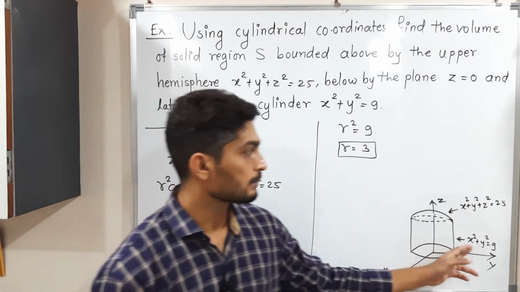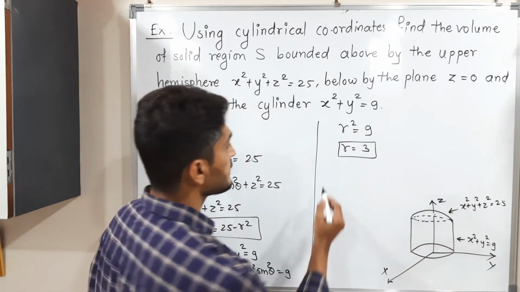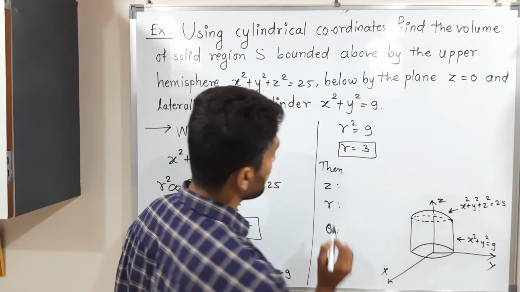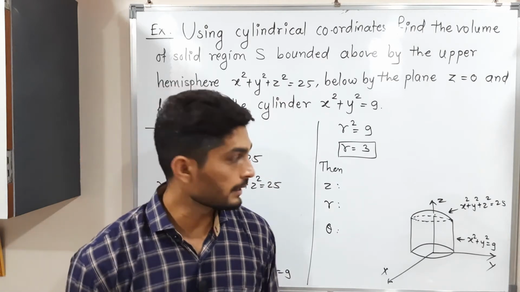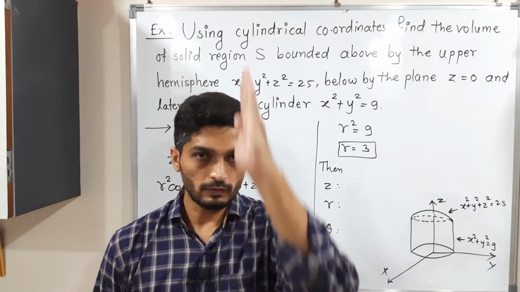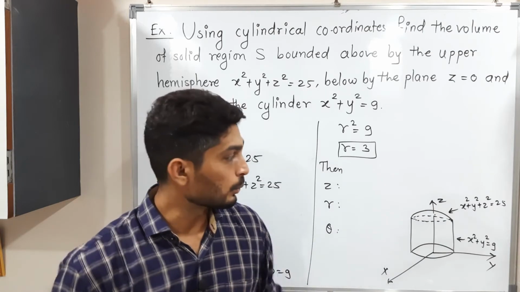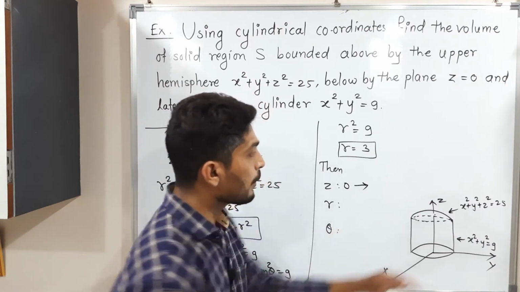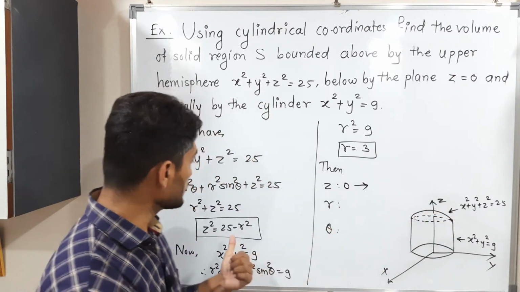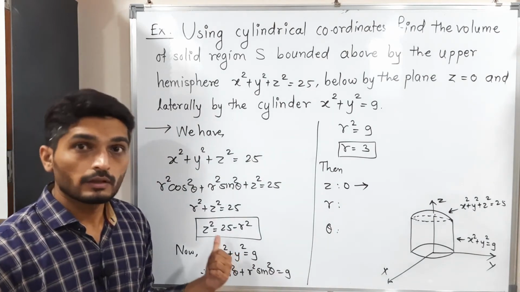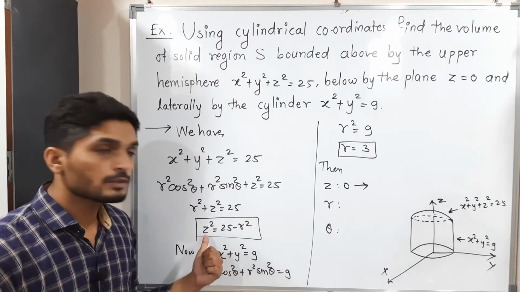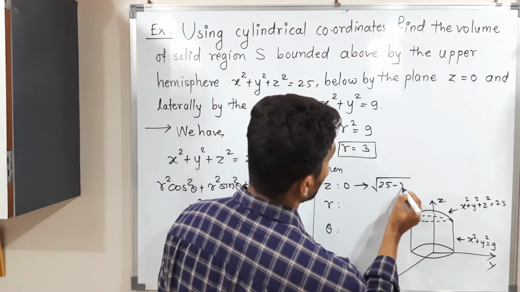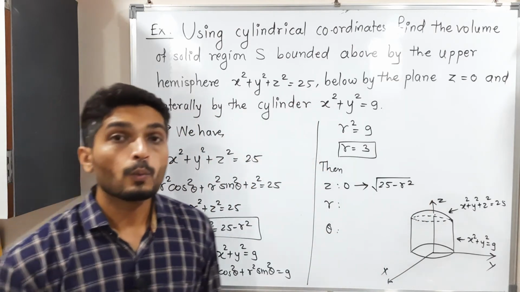Okay. So, that x square plus y square is equal to 9 we have. Then we can easily find the limits. We want limits of z, after that r, and at the end theta. What will be the limits of z? See, if you consider the vertical z axis, the region is bounded below by the xy plane, that means z is equal to 0, and bounded above by the hemisphere. But what is the equation of the hemisphere? This one we have, right? We want z, this is the value of z square, then z is equal to square root of 25 minus r square.